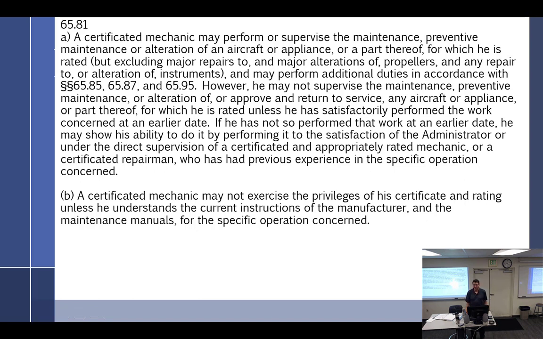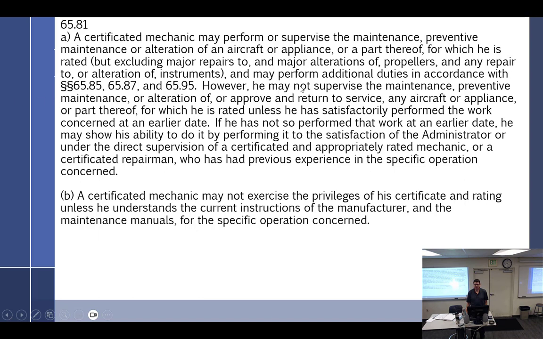Rated, but excluding major repairs to, or major alterations of, propellers, or any repair to or alteration of instruments. So don't forget that. We cannot do major repairs or major alterations to propellers. Well, Serena can. This doesn't apply to her.